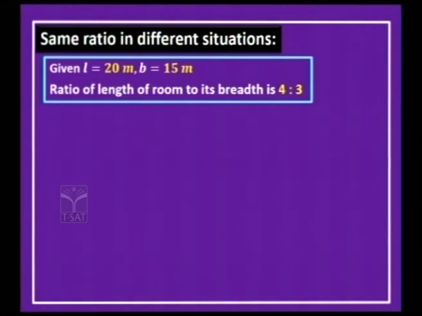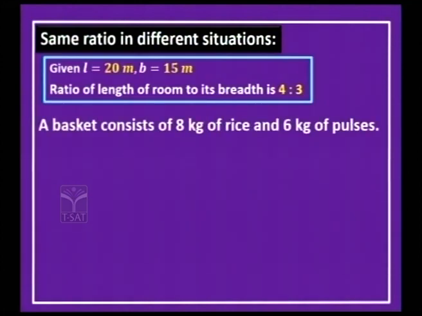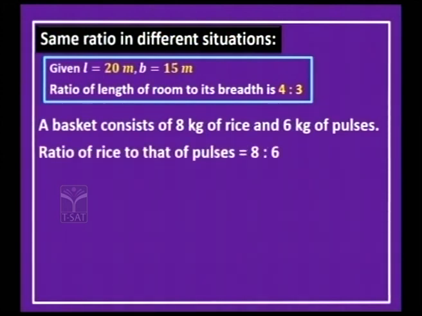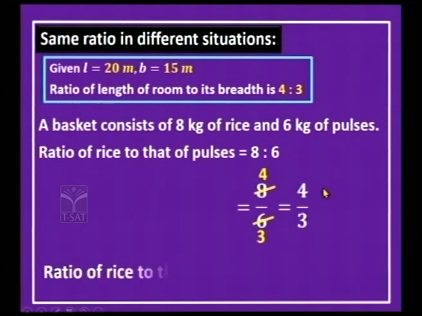Now let us take another situation, children. A basket consists of 8 kg of rice and 6 kg of pulses. Now let us find the ratio of the rice to the pulses, that is 8:6. I can write it as 8/6. Now we'll cancel with 2, so 2 goes 3 times in 6, whereas 2 goes 4 times in 8. We are again left with 4/3. Now it is in simplest form. So what is the ratio, children, now?